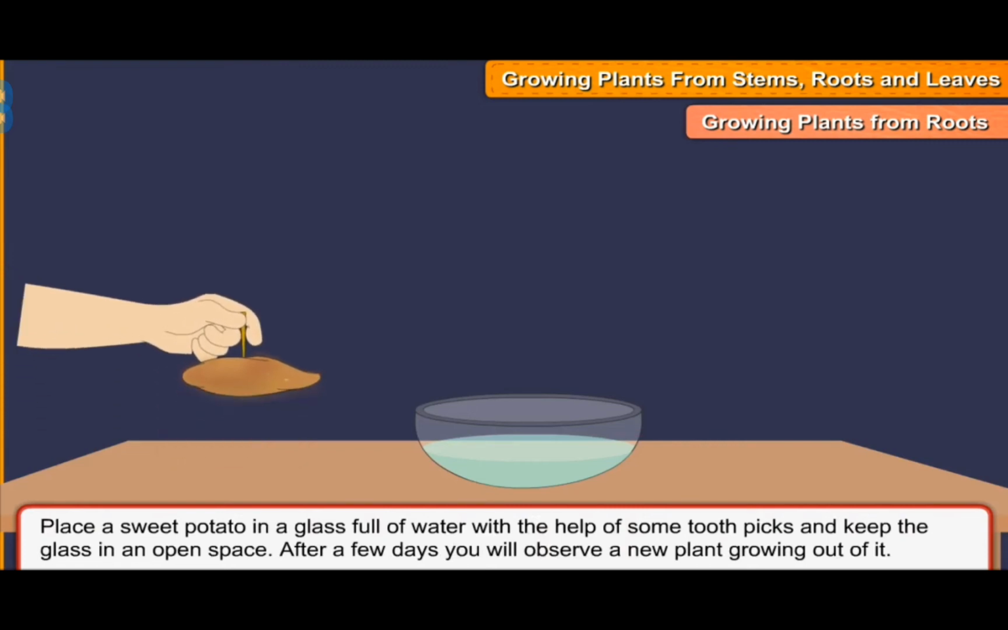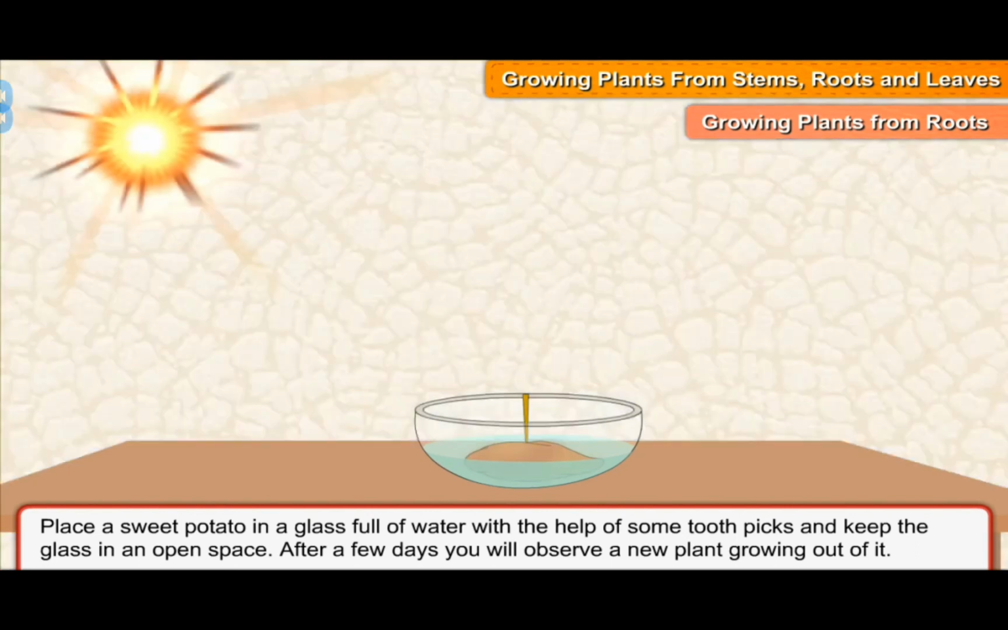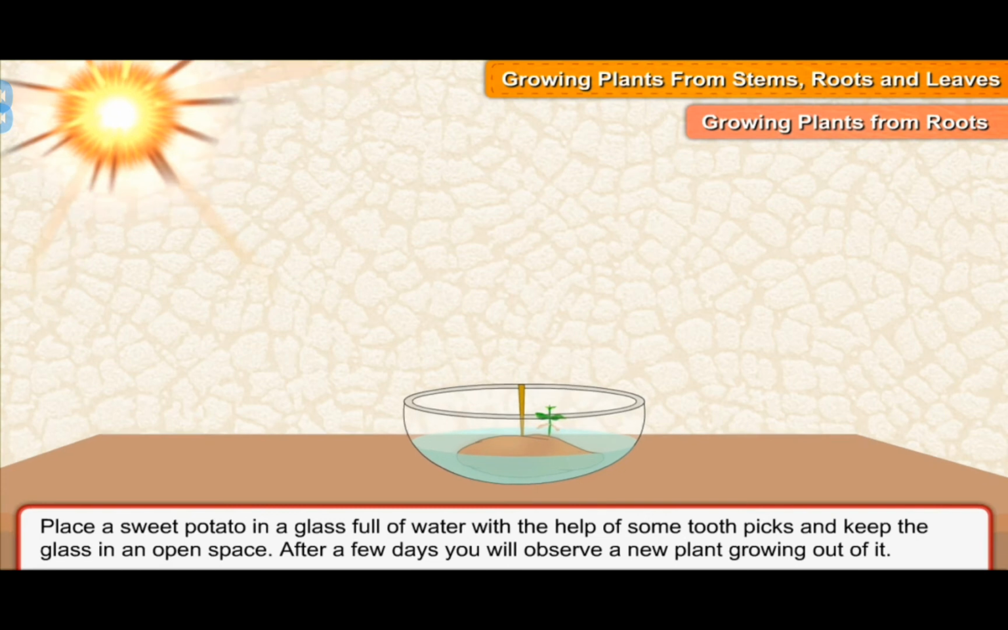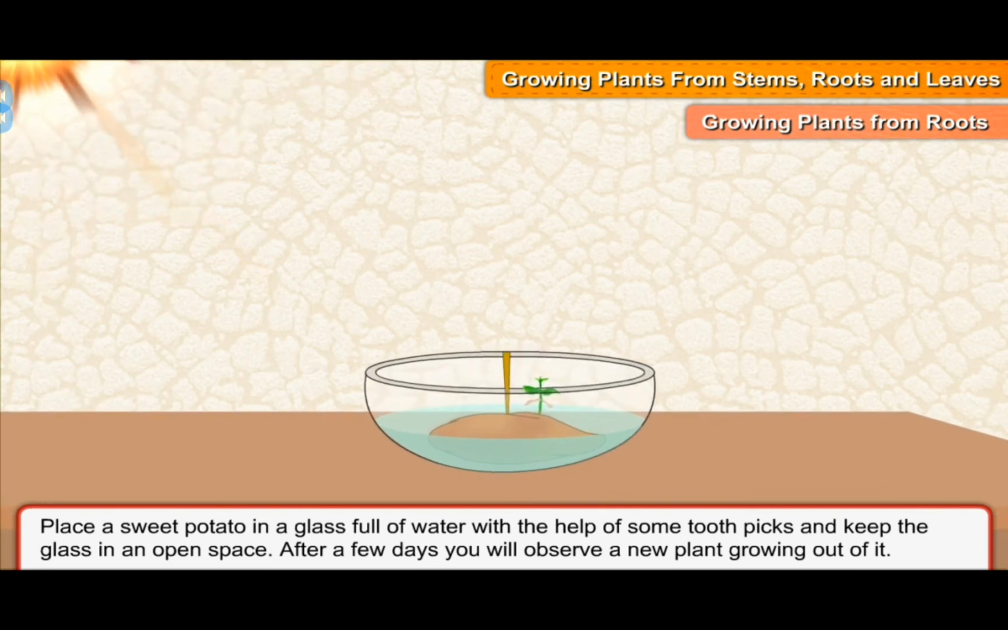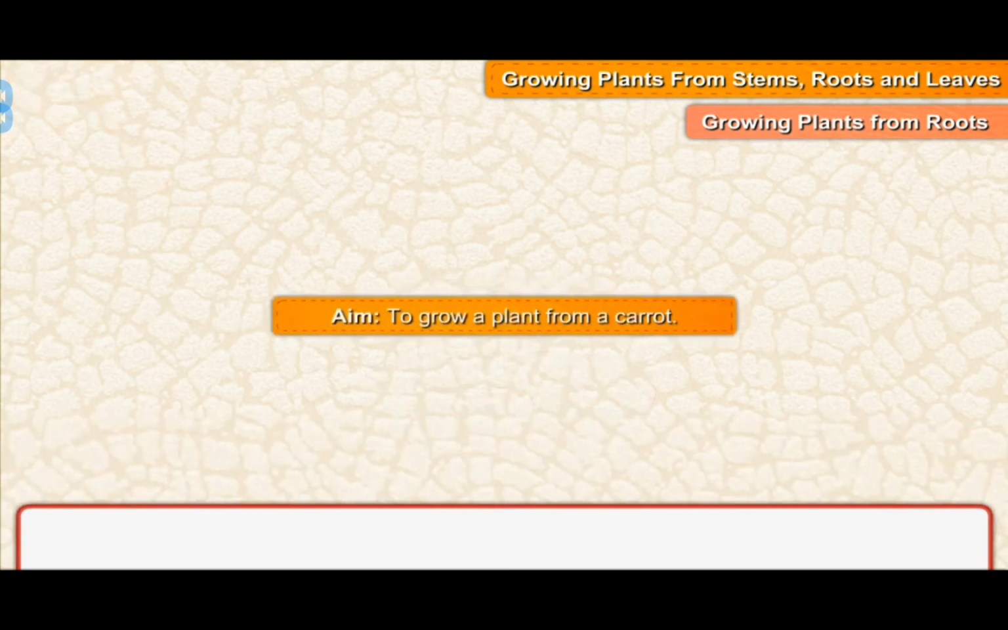Now we are going to do the activity, the growing of new plants from the root portion. Here the sweet potato is the example for the root. Take a sweet potato and take a glass filled with water halfway. Then you can get a new plant.